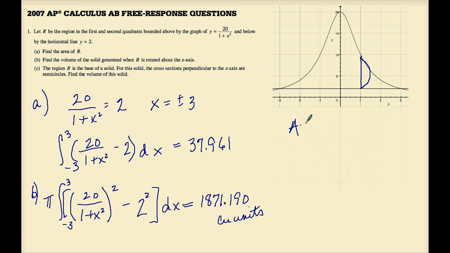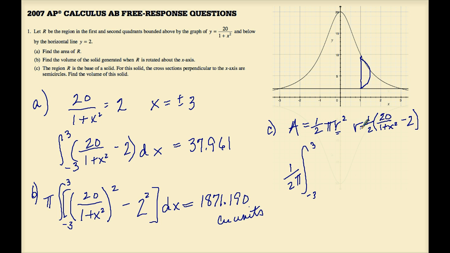Well, the area of a semicircle is 1/2 pi r squared. So we can set up an integral from -3 to 3 with 1/2 pi on the outside. This is letter C. We just need to quantify what r is. We can see that the diameter of the semicircle is the difference between the function curve and the horizontal line y equals 2. So that's going to be 20 over 1 plus x squared minus 2. If that's the diameter, then half of that is the radius.